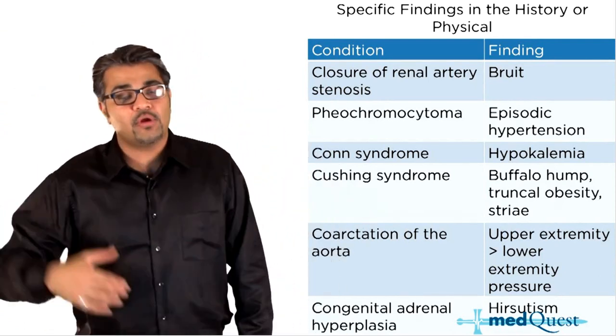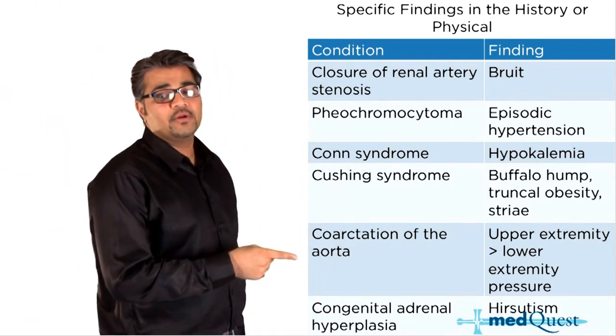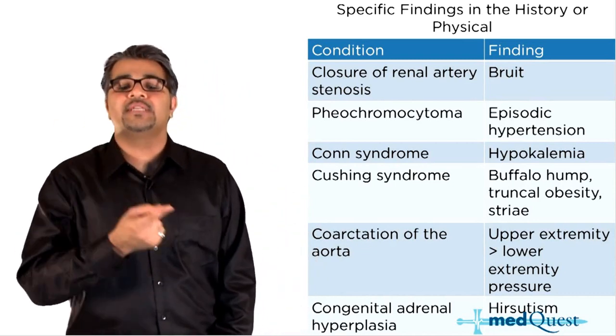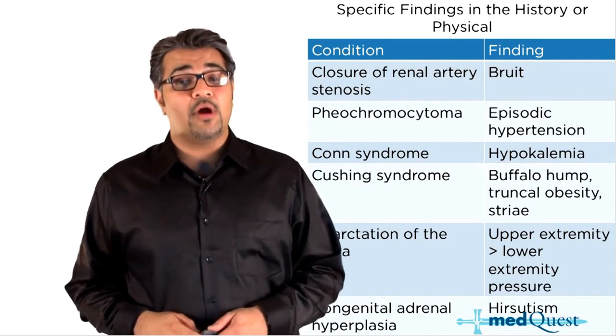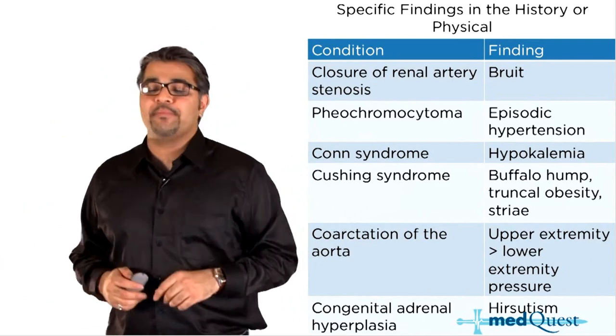What if they come to you and their upper extremity blood pressure is greater than the lower extremity blood pressure? Well, they have coarctation of the aorta. And what if it's a female and they're coming to you with hair on the face and they're becoming hirsute? Well, that is congenital adrenal hyperplasia. Big time problems. These are specific findings in the history and physical to aid in secondary hypertension workup.